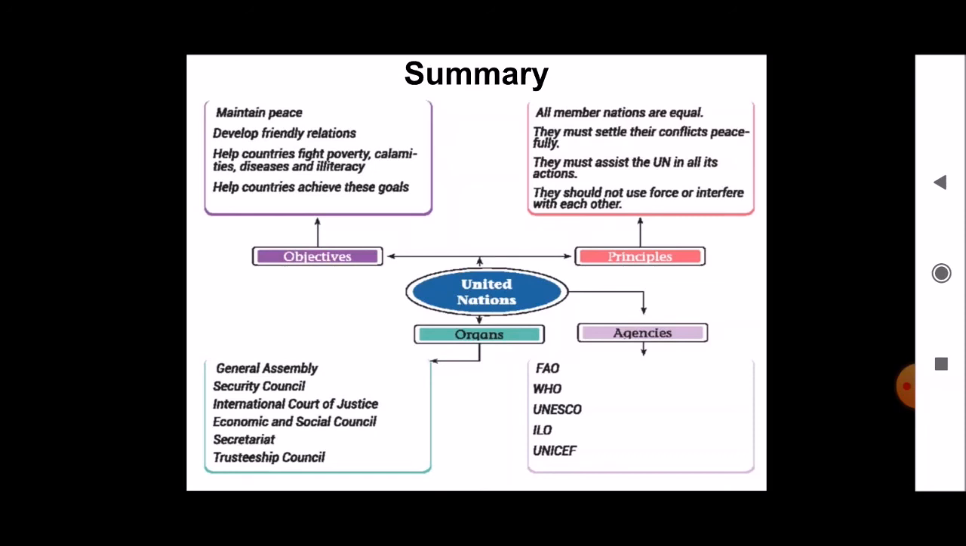See the principles of the UN. All member nations are equal. They must settle their conflicts peacefully. They must assist the UN in all its actions. They should not use force or interfere with each other. And the main organs of the United Nations are General Assembly, Security Council, International Court of Justice, Economic and Social Council, Secretariat and Trusteeship Council. The agencies of UN are FAO, WHO, UNESCO, ILO and UNICEF.